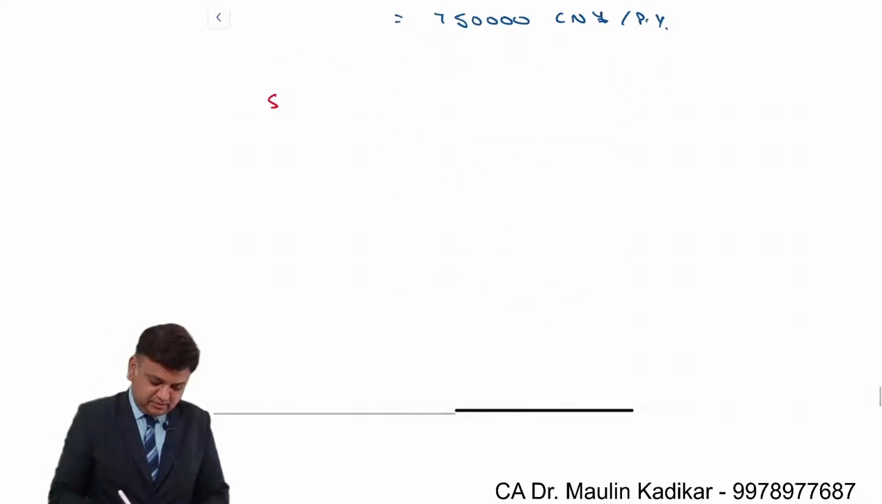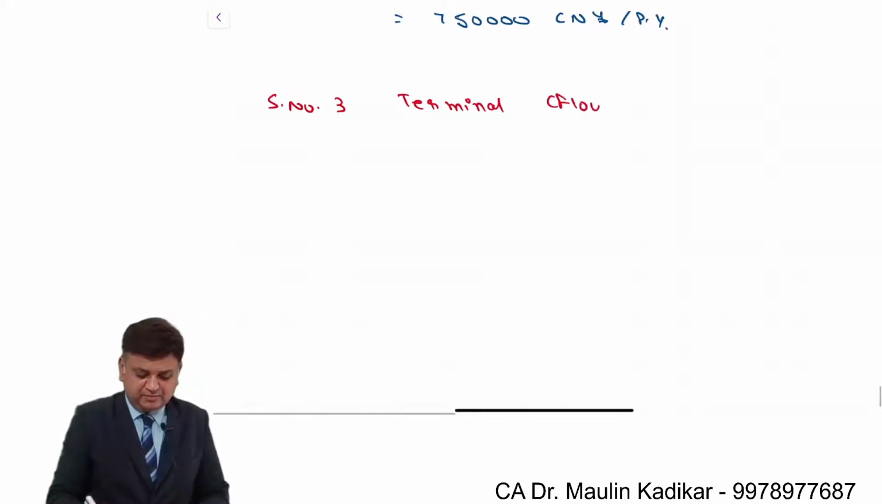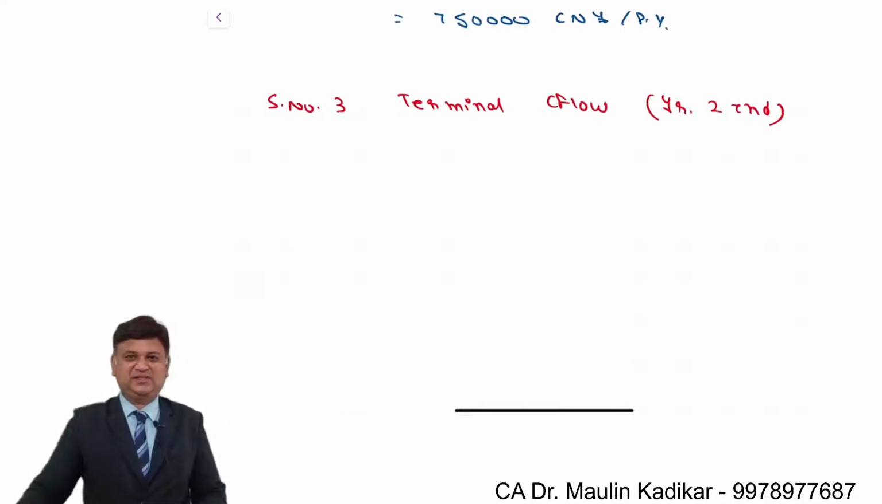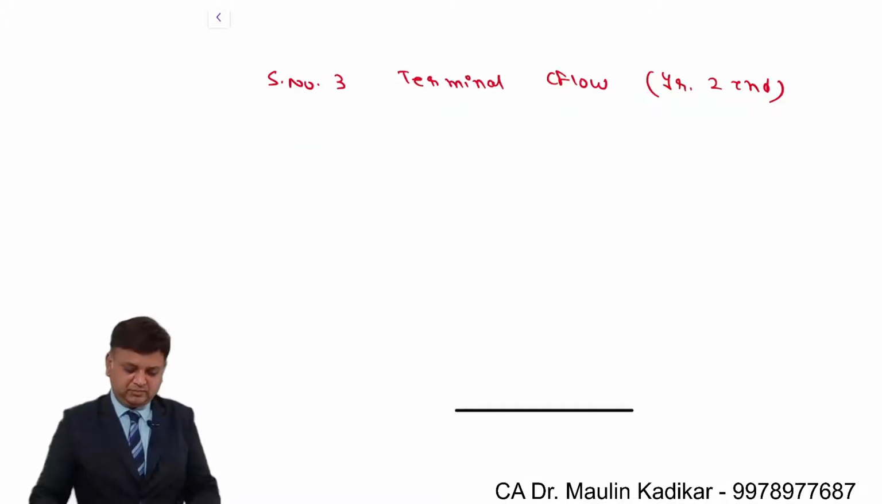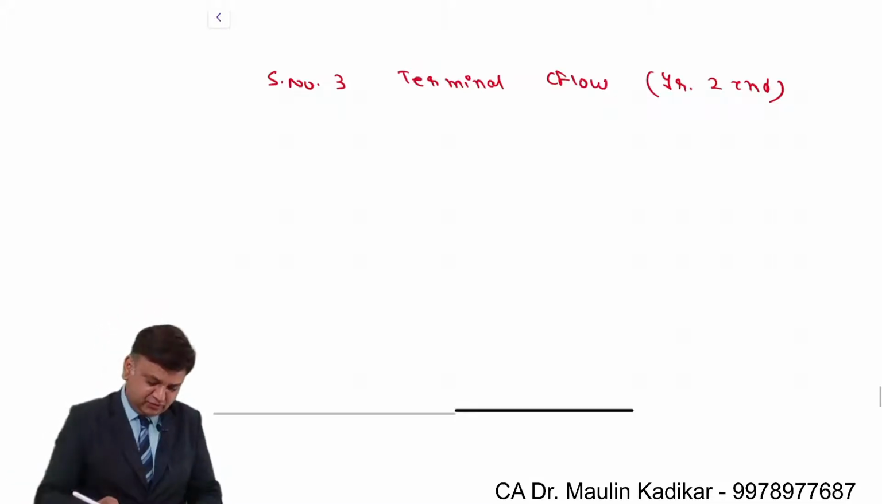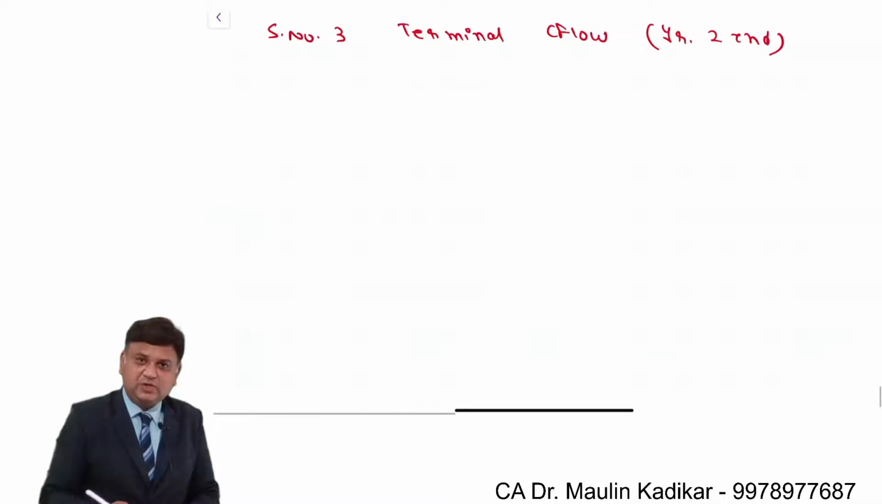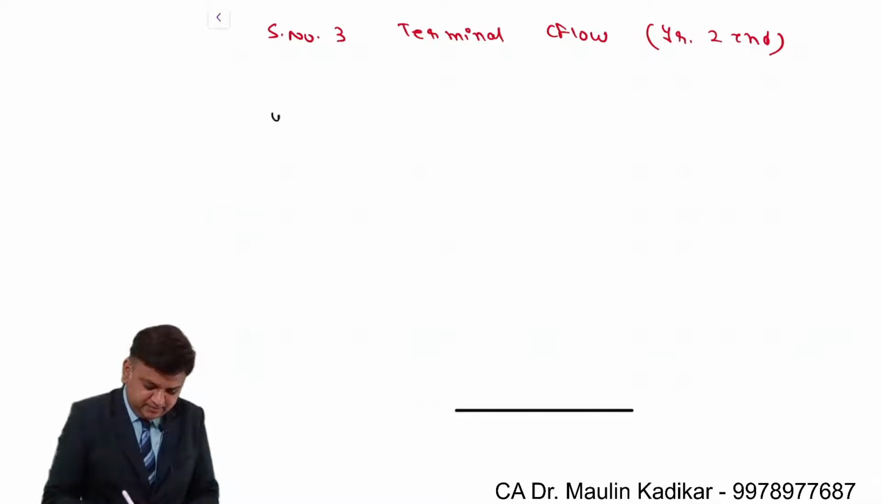Step number 3, terminal cash flow. I request all of you to make calculation of the terminal cash flow year to end and put your answer in the chat box. So in terminal cash flow, we just have to prepare simple working notes for the capital gain or loss, and then we'll make the calculation of the cash flow. So I request all of you to write down answer along with me.